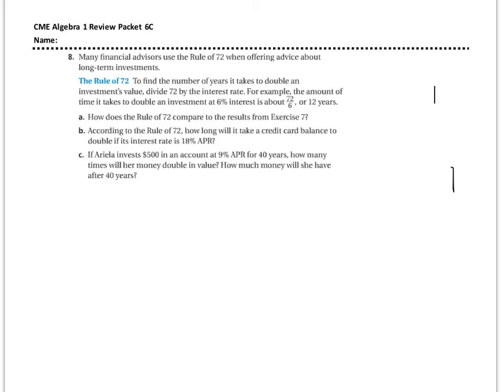How does the rule of 72 compare to the result from exercise 7? So the rule of 72 says if you have 3%, then all you have to do is divide 72 by 3. Then you'll have 24, so it will take 24 years. Compare this number to what you have in the previous problem to see if this is true. According to the rule of 72, how long will it take a credit card balance to double if its interest rate is 18% APR? So 72 divided by 18.